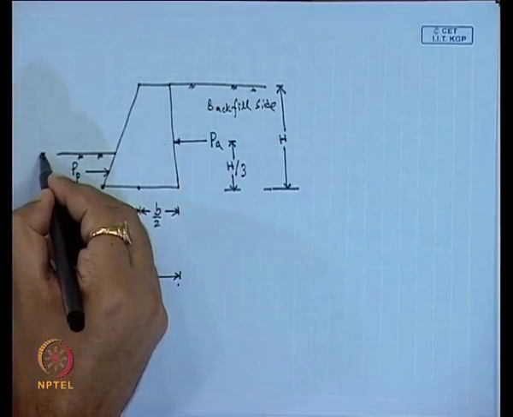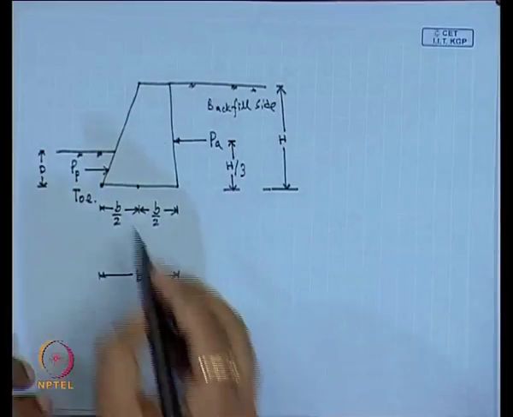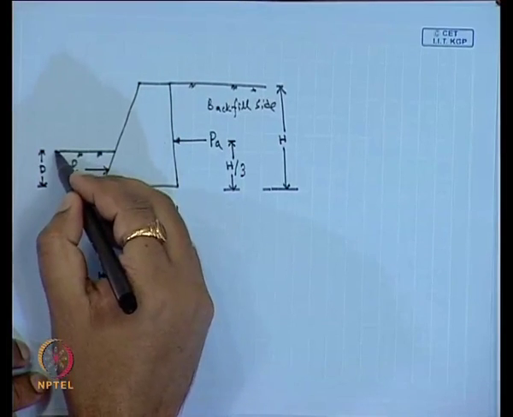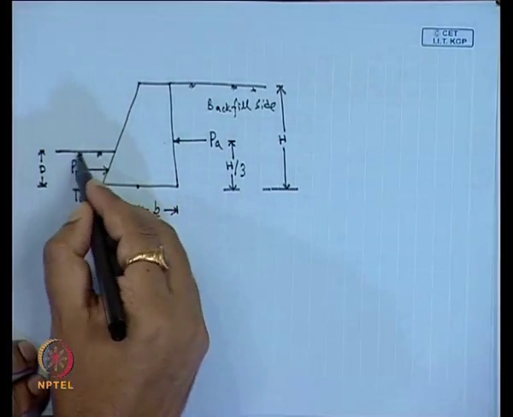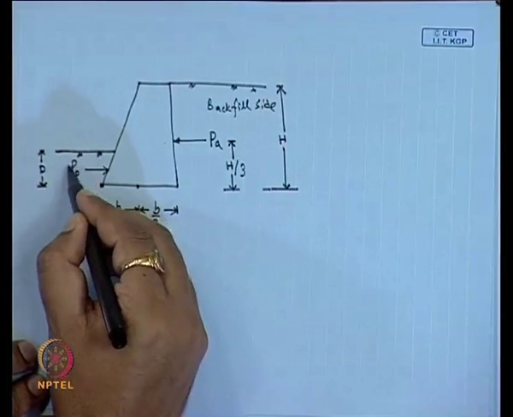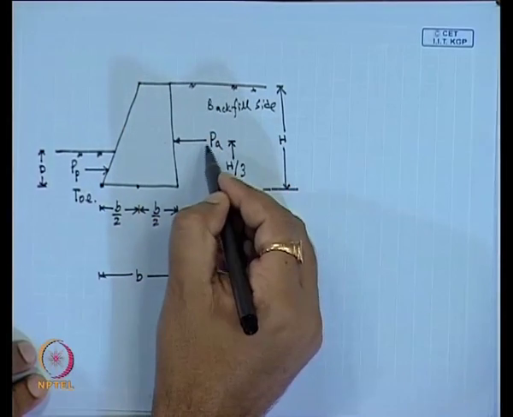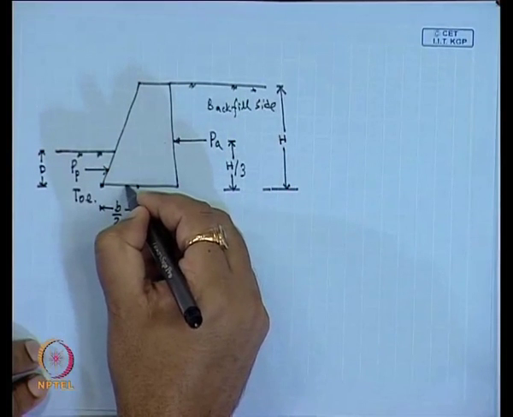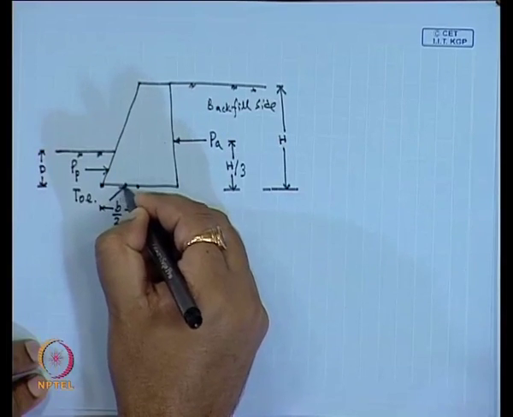Suppose the base of the retaining wall is at a depth of D from the foundation soil, where this soil will apply a passive earth pressure, and this soil will apply an active earth pressure. And now, if we go for the reaction force at the base of the retaining wall.